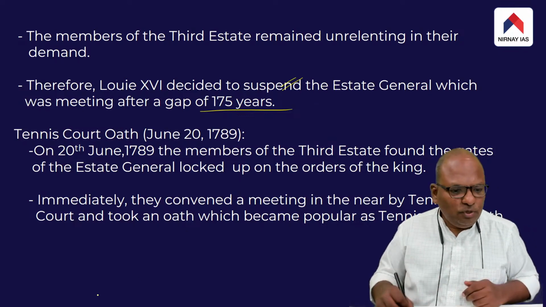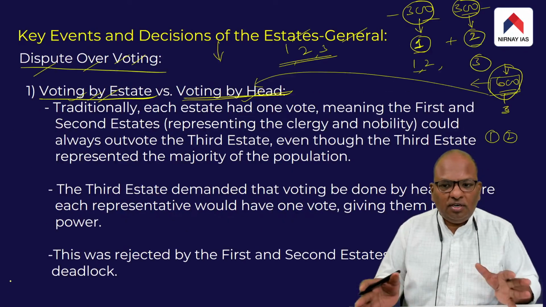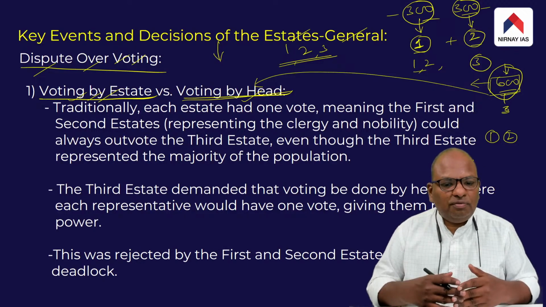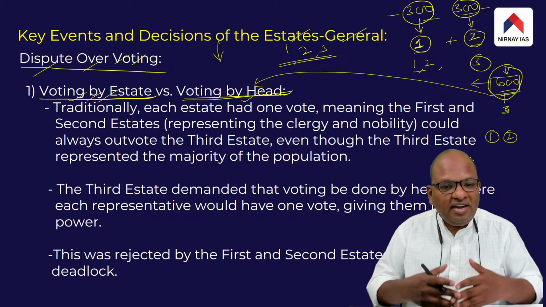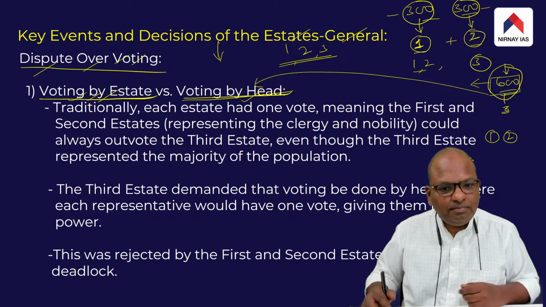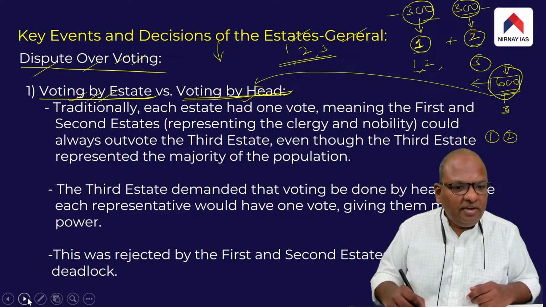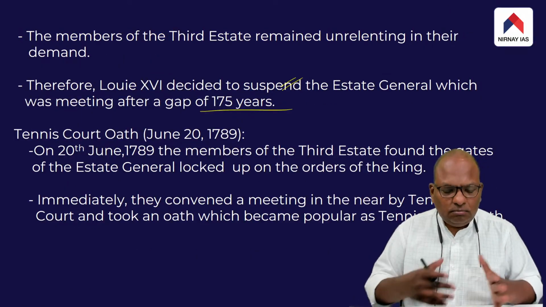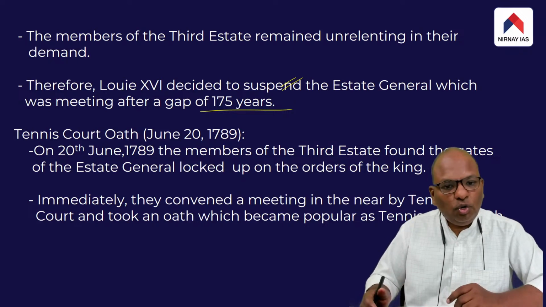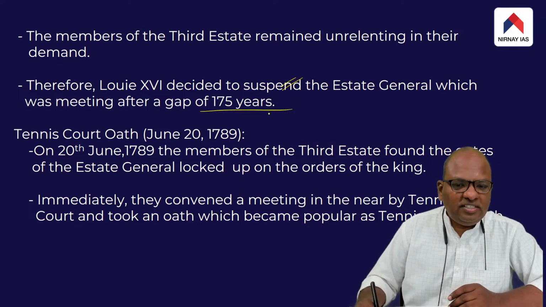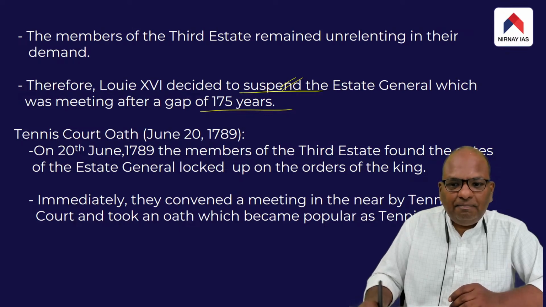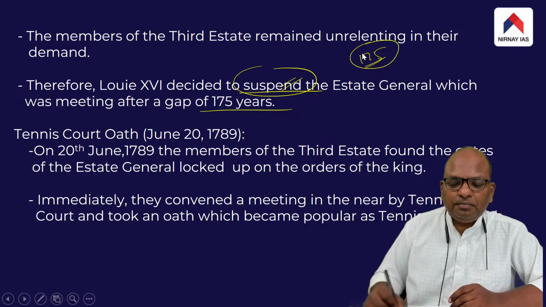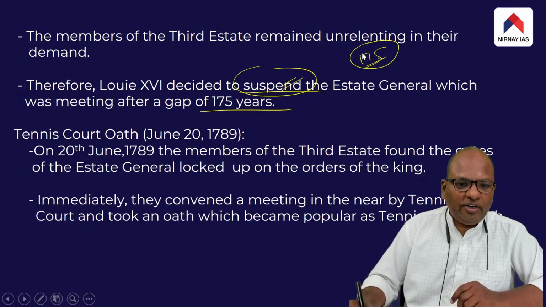The point is, the dispute broke out between the members of these three estates, and the members of the third estate remained unrelenting in their demand, and therefore, because of the continuous dispute between the three groups, the king decided to suspend the Estates General, which was meeting after 175 years. This is what happened.